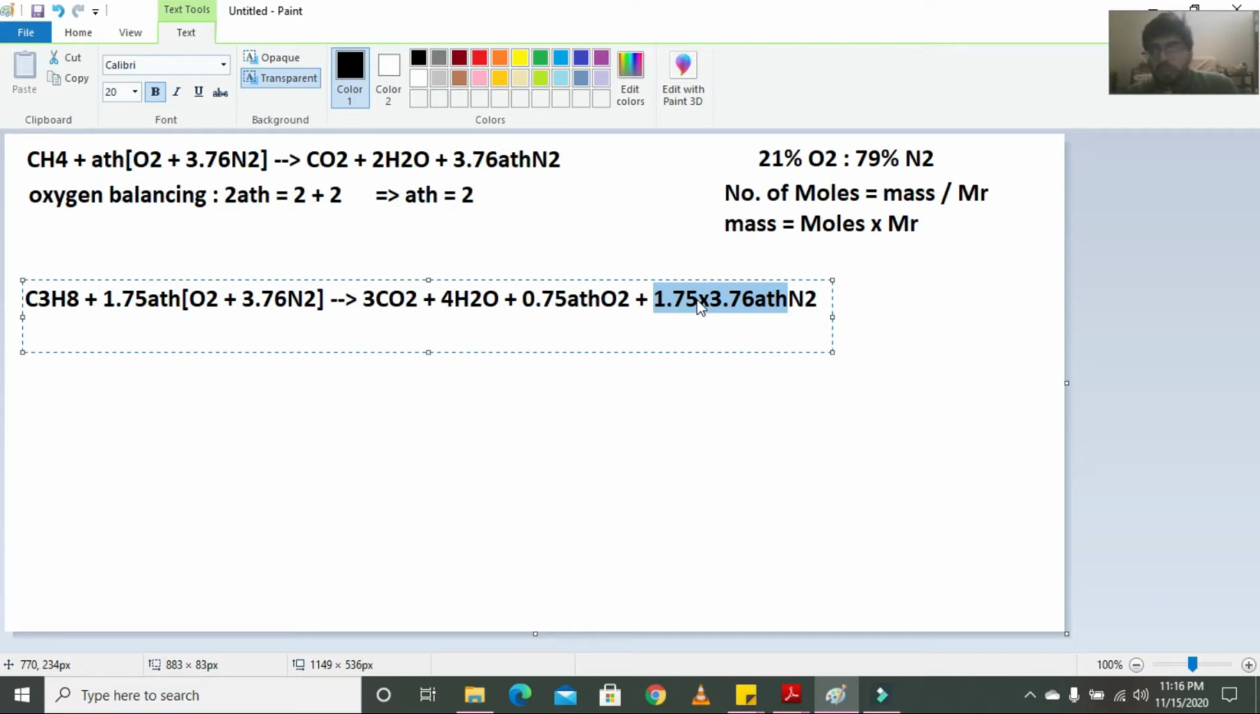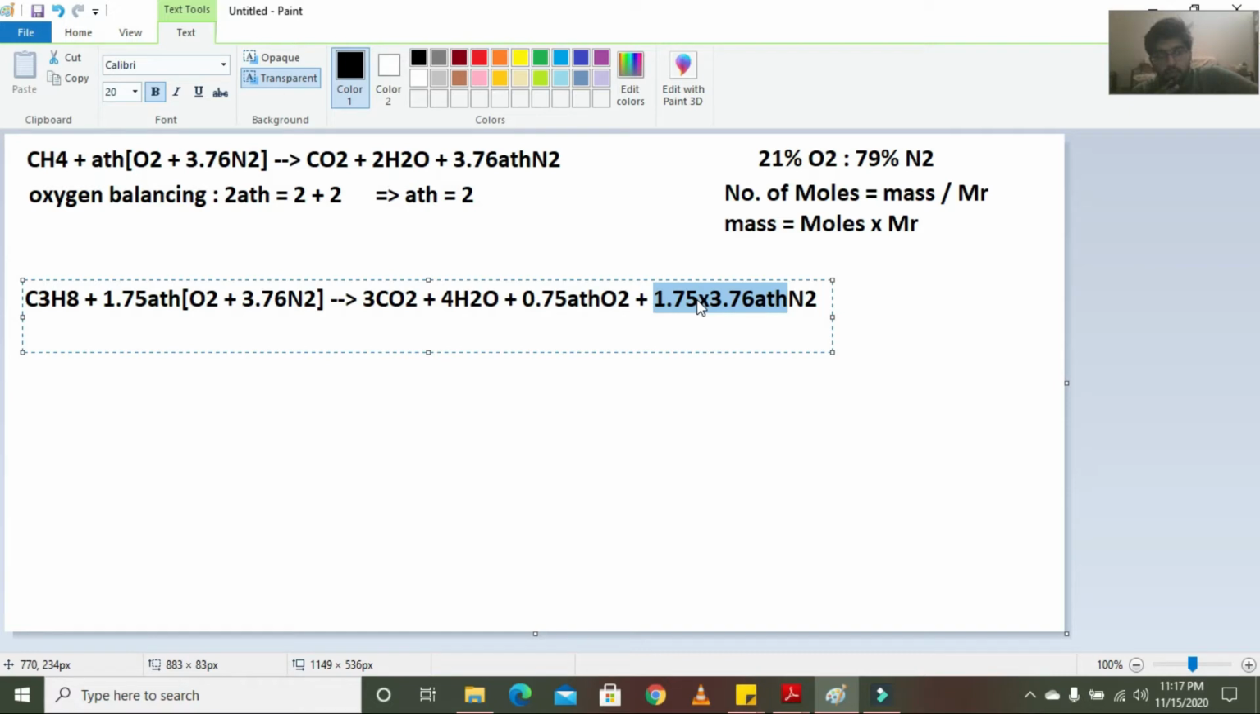So this is how the equation for the second question will appear. Again you can see that we have only one unknown variable here, and that is the value of the ATH, which is the stoichiometric amount of the oxygen which would have been required here. But since we have provided 75% excess air here, I have utilized 1.75 along with the ATH as well. I hope all of you would have understood the difference between the first and the second question.